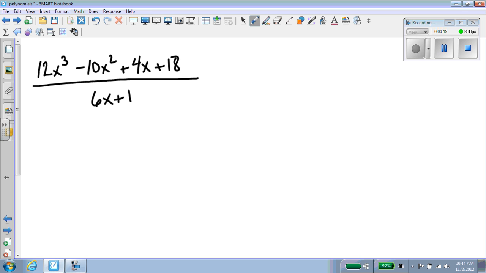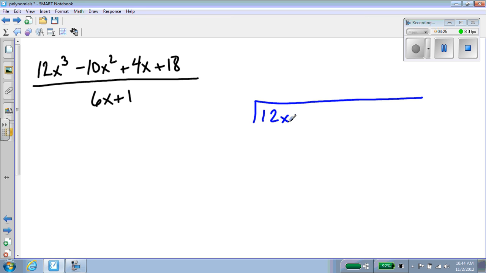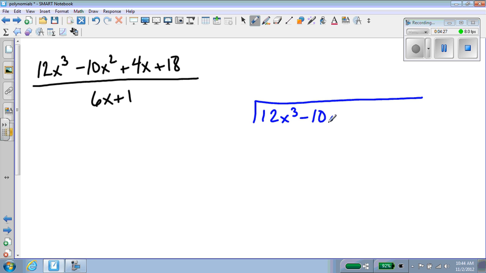Slightly bigger problem. 12x to the third minus 10x squared plus 4x plus 18 divided by 6x plus 1, a binomial. Alrighty, so 12x to the third divided by 6x, or in other words, what would I multiply 6x by to get 12x to the third? I would multiply it by 2x squared. Each of these terms is going to get multiplied by 2x squared.